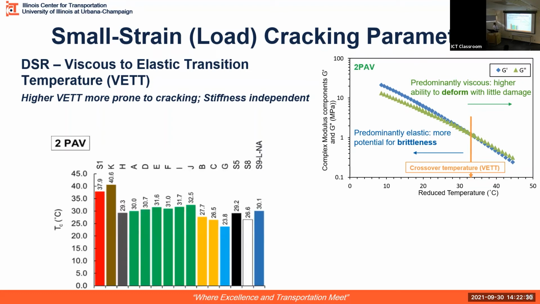Again, looking at the 2 PAV results, since it's equi-stiffness, we can compare S1 to other modified binders, and you can see there's an improvement with using most of these modifiers except Rheology. And again, glycolamines and fatty acid derivatives show a better viscous to elastic transition temperature, which suggests that these binders have better resistance to cracking.